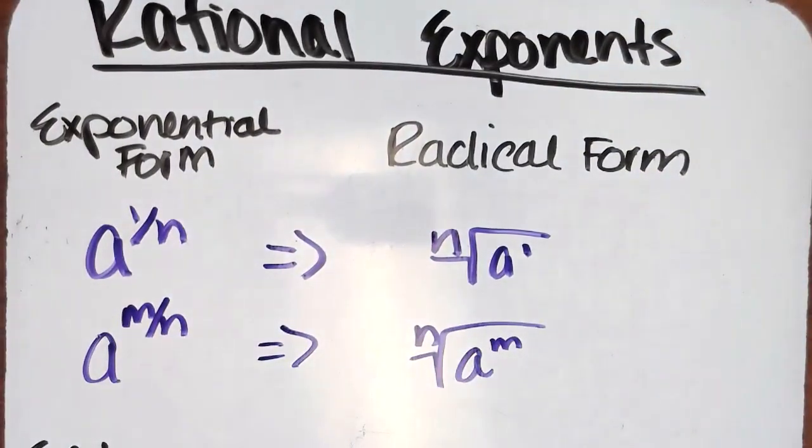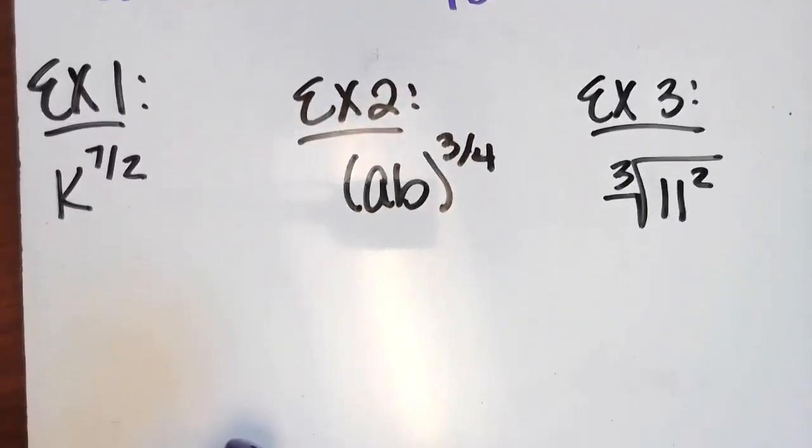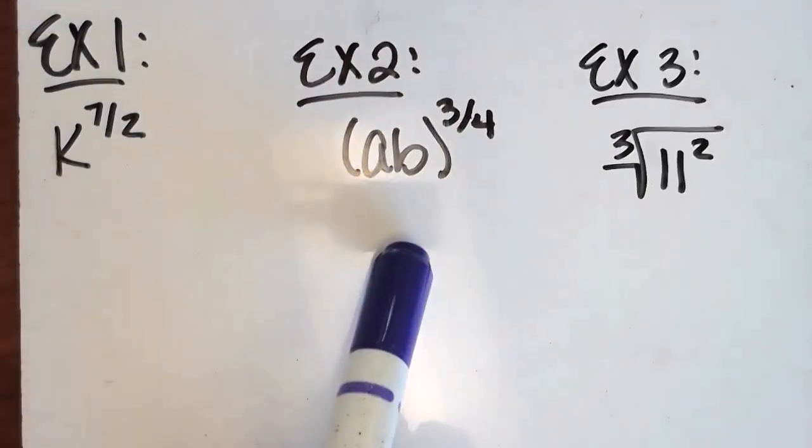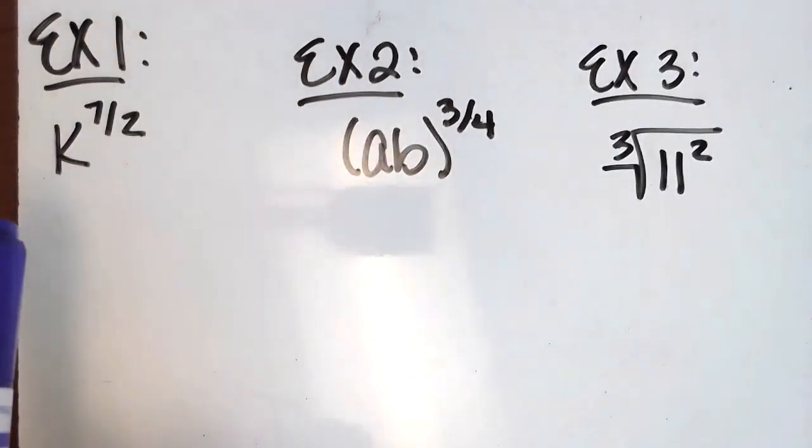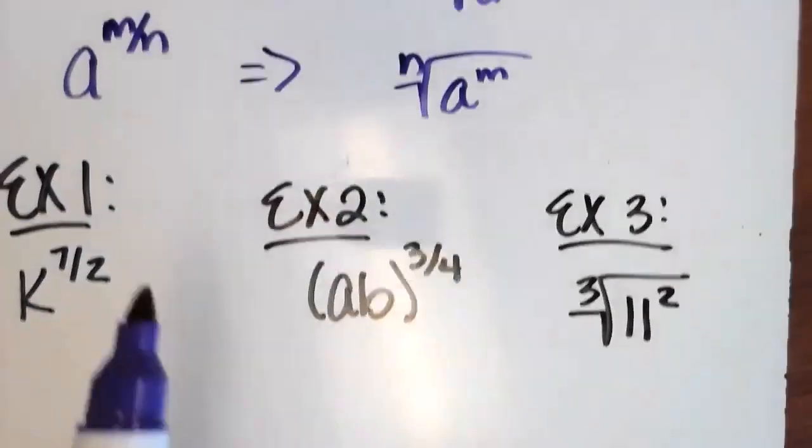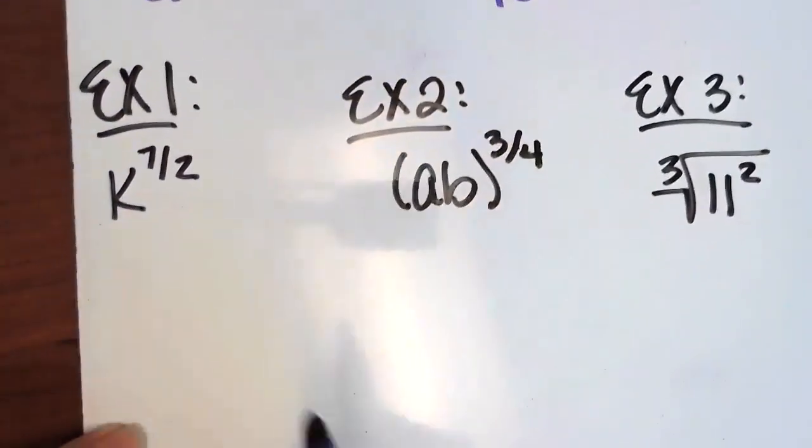The denominator of your fraction is your index, and then the numerator is whatever the power the radicand has, and the base of your exponential form is your radicand. So let's look at these first three examples. On these first two examples, what we're going to be doing is we're going to rewrite each of them in radical form. So we're just going to go from exponential to radical.